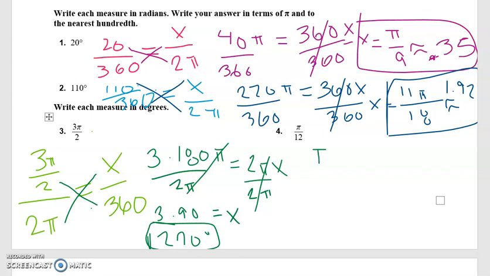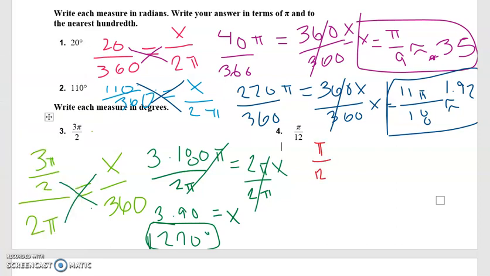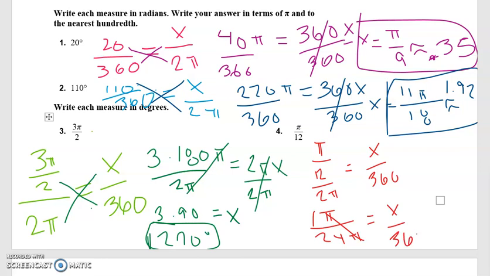So we're going to have, let me do a different color. Let's do red. Okay. Pi over 12 over 2 pi equals x over 360. So we could say this is pi over 24 pi. Okay, our pi's cancel, so this is just 1 over 24 equals x over 360.